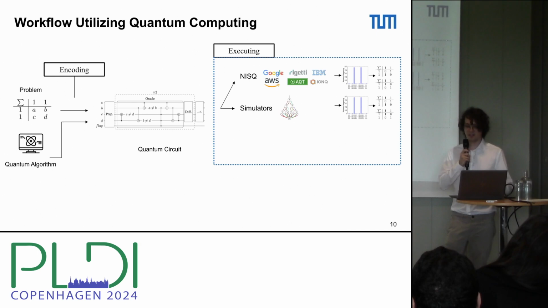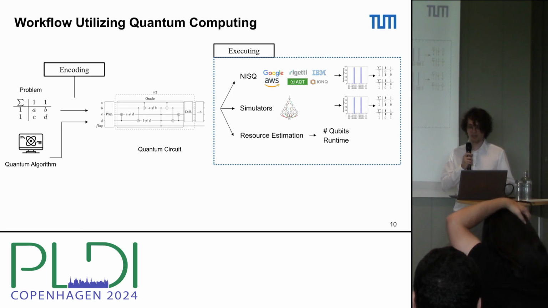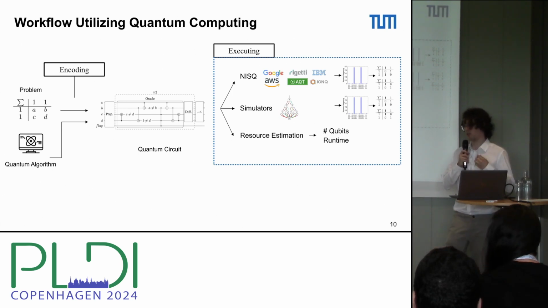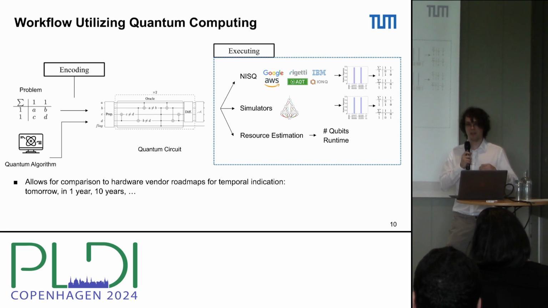That's why nowadays an alternative approach is becoming popular that's called resource estimation. In resource estimation, we don't actually run the circuit, but instead we get some estimate on required numbers of qubits and required runtime and so on. This way we do not get the actual results of the circuit, but we get some sort of estimate on what we can expect from the circuit. Like when can we expect the circuit to be executable on real hardware by comparing it with vendor roadmaps.